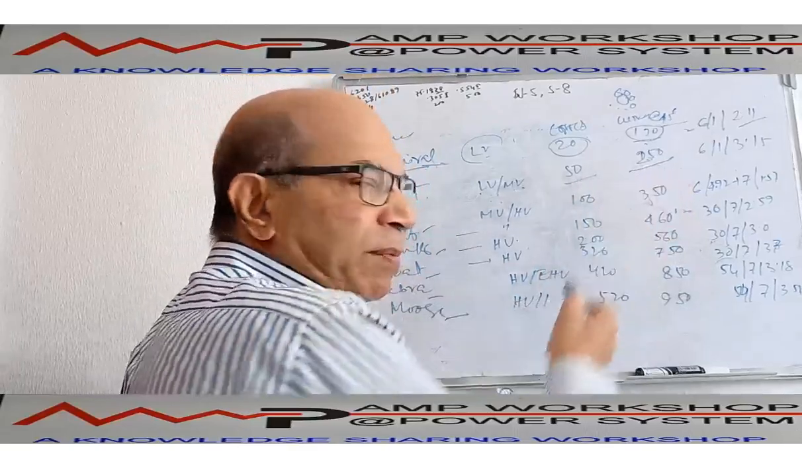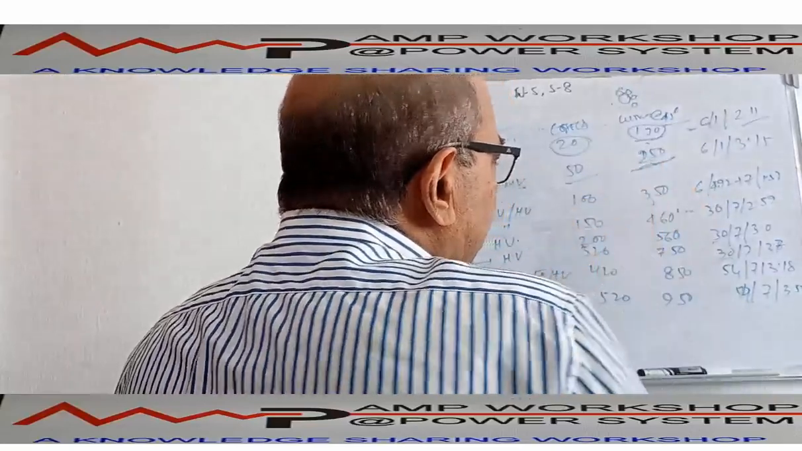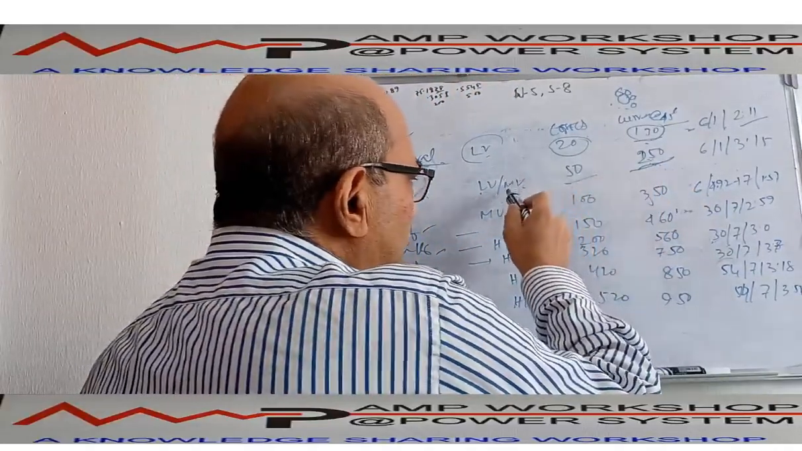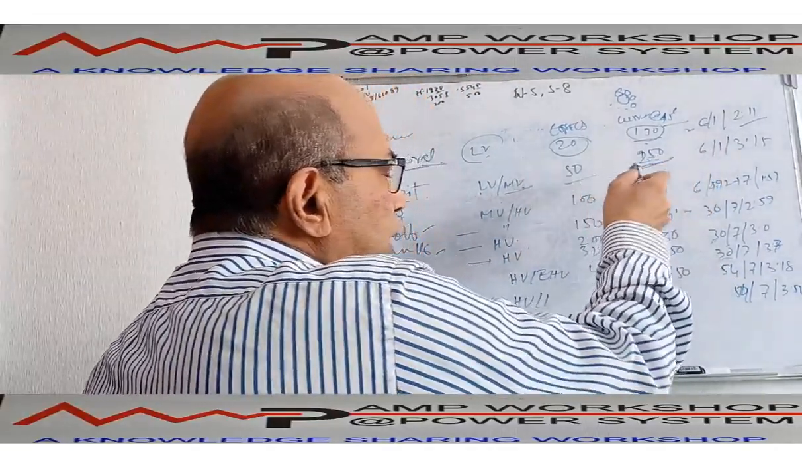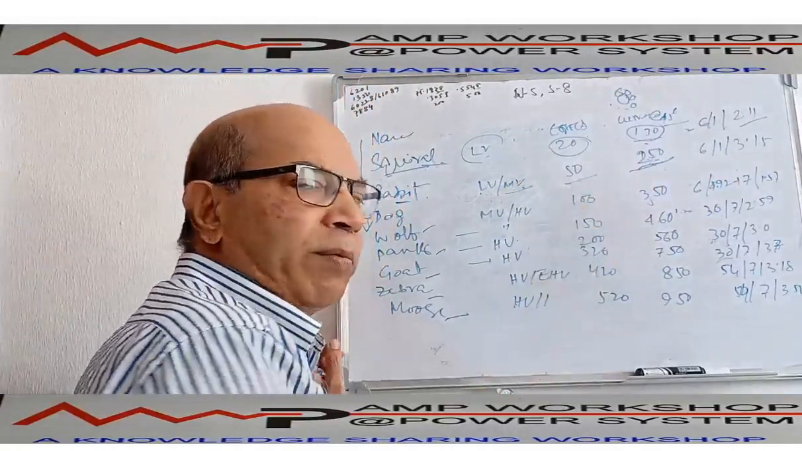It carries about 150 kVA power. It is mainly used for LV purposes, so mainly for LV we use this conductor. If you go for high voltage or medium voltage, it can carry a higher value. In low voltage, if you go for 400 volt, it can carry about 150 kVA power.